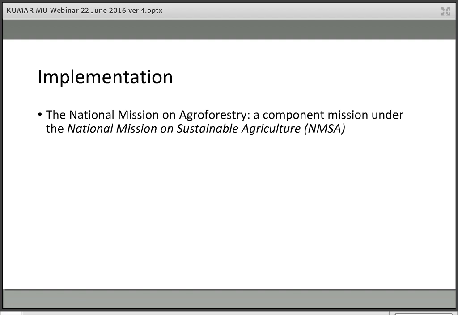Financial approval has been accorded for creating what is called a national mission on agroforestry. This will be one of the component missions under the National Mission on Sustainable Agriculture. So financial approval has been given before the close of the last financial year for setting up a national mission on agroforestry.